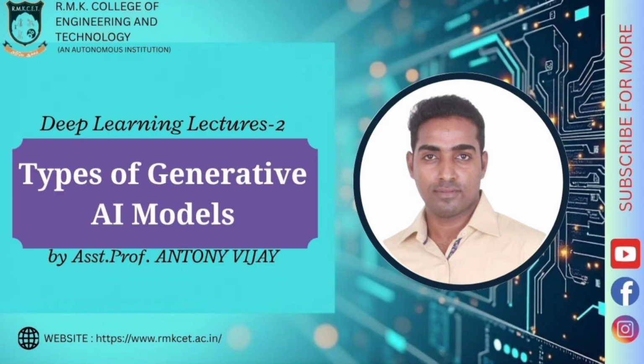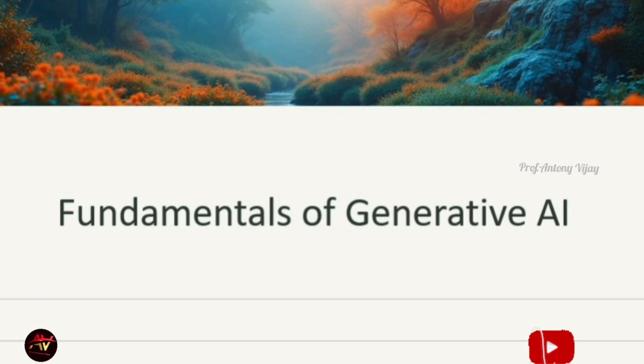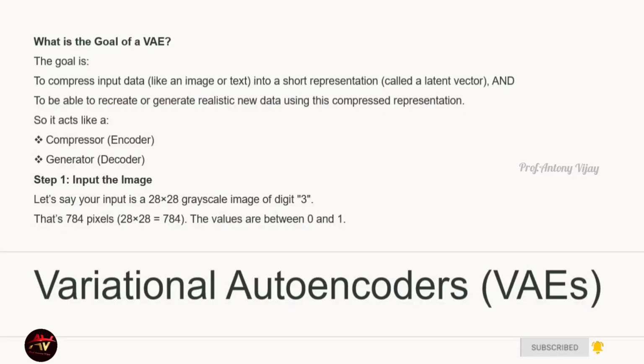This is Antony Vijay. Today we are going to discuss the various types of generative AI models. In the previous video we saw the introduction of generative AI as well as one type of generative AI model. Here we will see the second type. Let's see one by one. First we will discuss variational autoencoders, that is VAE.